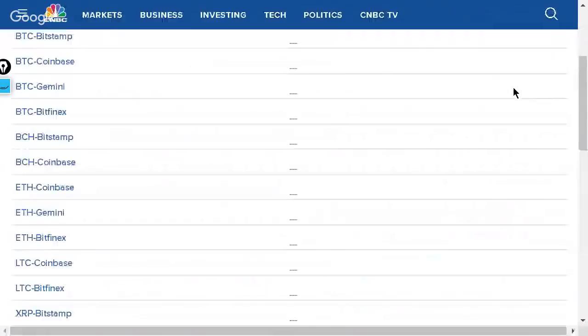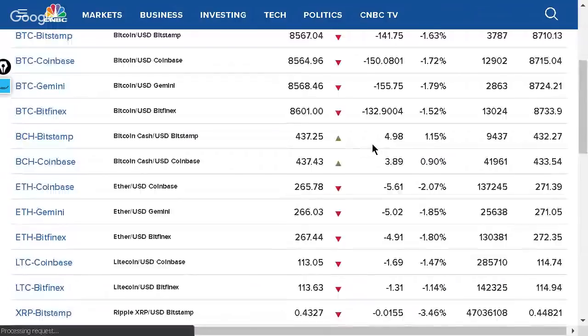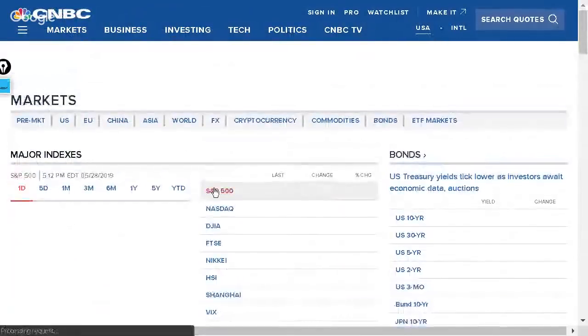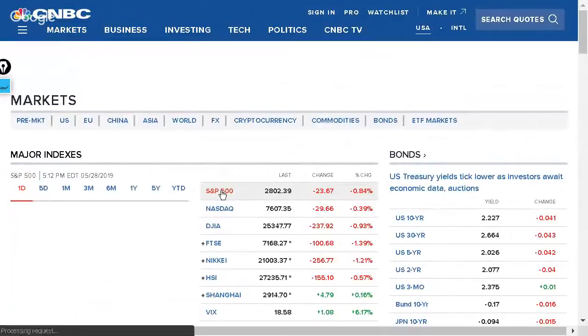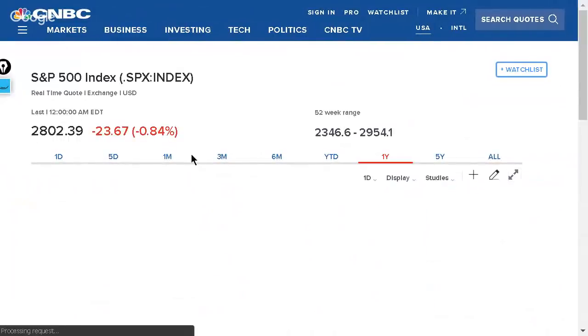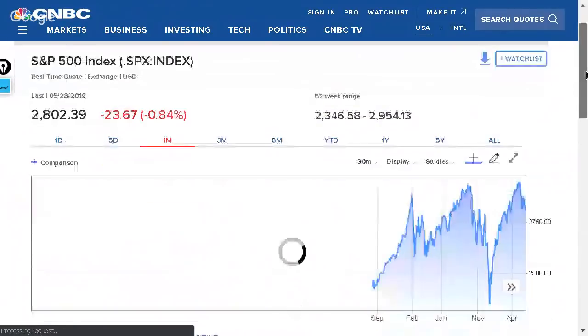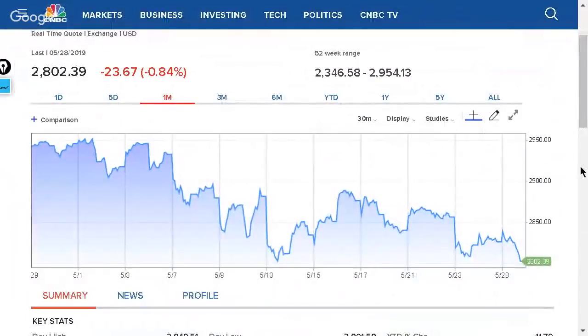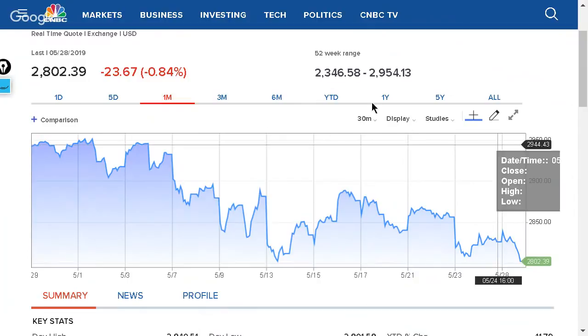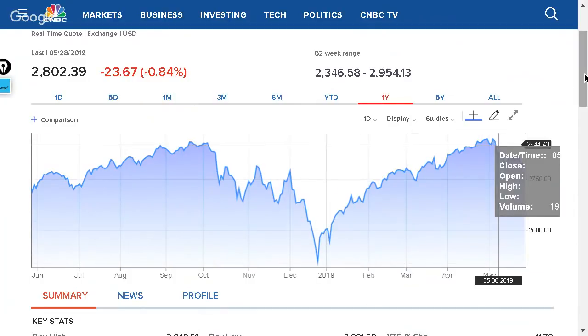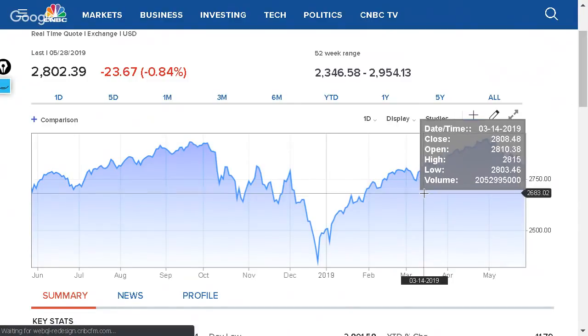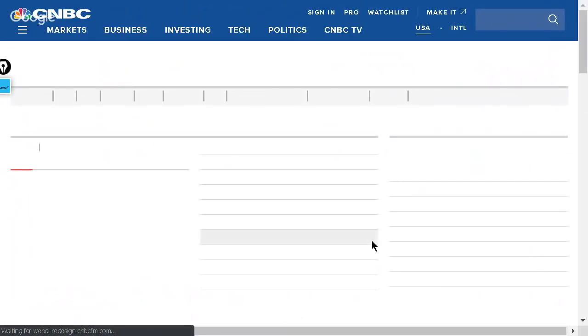Let's look at some other more fundamental and traditional type investments. We're just going to look at the S&P, to keep our viewers informed of things that they may not have otherwise looked up. There's the S&P over the 1 month, down almost 1%. And here's the 1 year chart of the S&P. Off its highs a little bit. A little bit of profit taking in the market is a healthy thing.